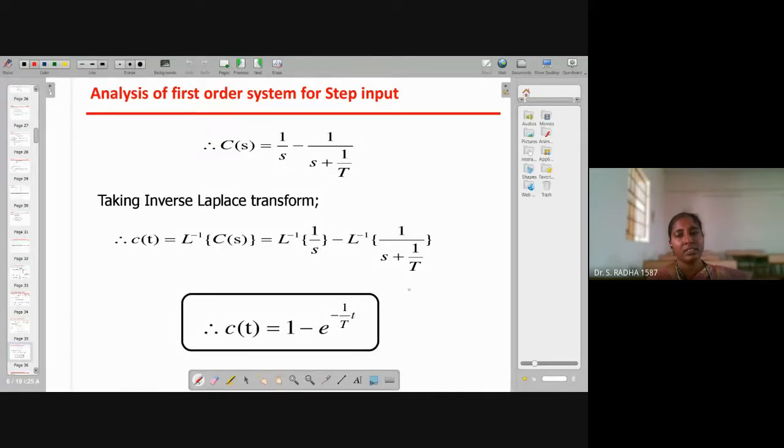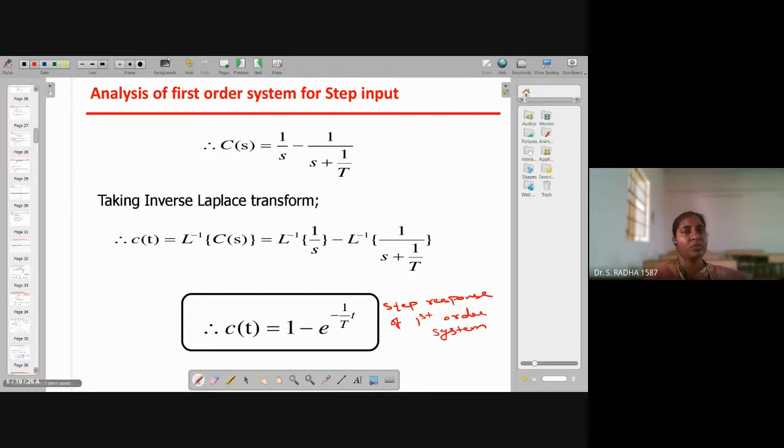This is called the step response of a first order system. All these derivations are not required from an exam point of view. So the final answer is 1 minus e power minus t by capital T. Capital T is the time constant and small t is the independent variable.